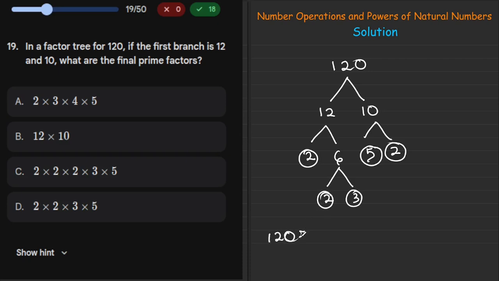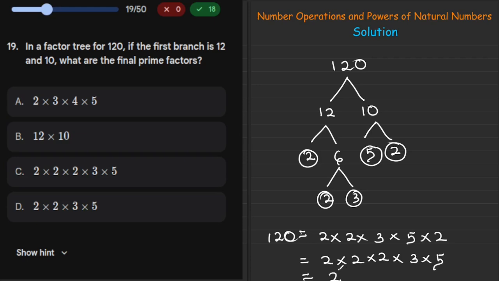So our 120 becomes the product of all the circled ones, which is 2 times 2 times 3 times 5, and then times 2. If you actually want to arrange them, we have 2 times 2, then this 2 here. So times 2, then times 3, times 5. As index notation, you have 2 to the power 1, 2, 3. So 2 to the power 3, then times 3 times 5.